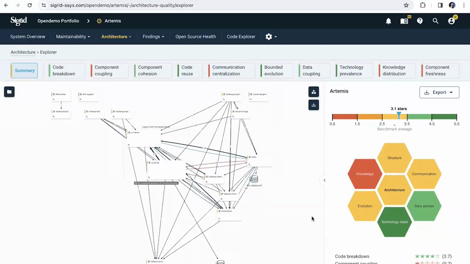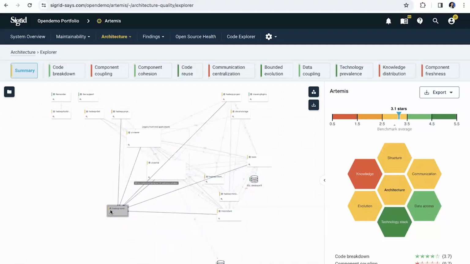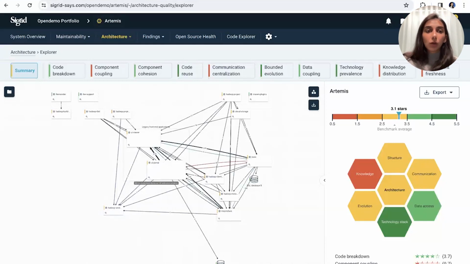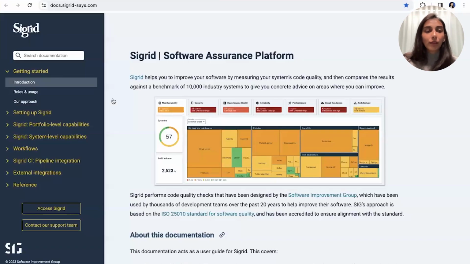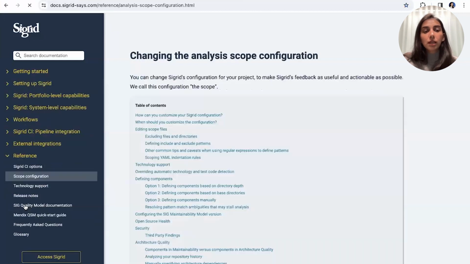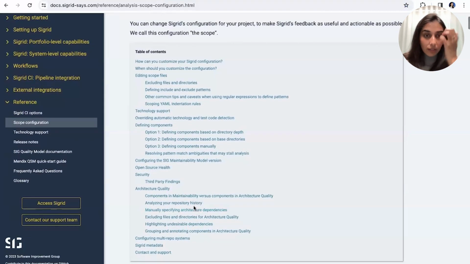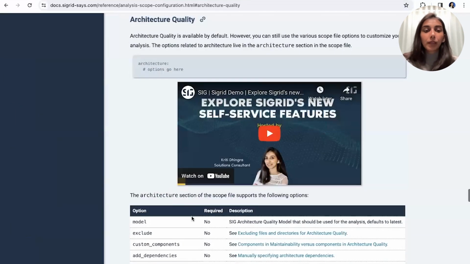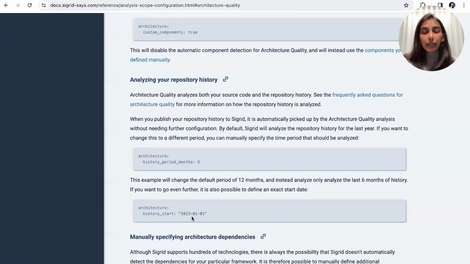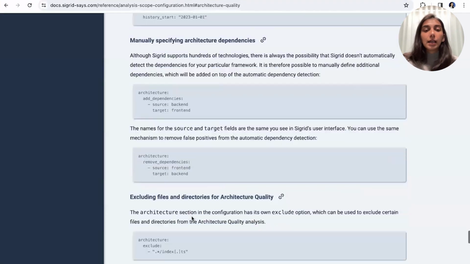Maybe there's one quick tip that I can share again. When you're working with this picture, as I said, there are a lot of customizations that we already have. And the customizations that we do, you can also find in the documentation. So if I go back to the documentation again, there's reference, there's this scope configurations. If you go to the scope configurations and you go to architecture quality, you will find what all you can configure in terms of architecture quality in your configuration file or your YAML files.